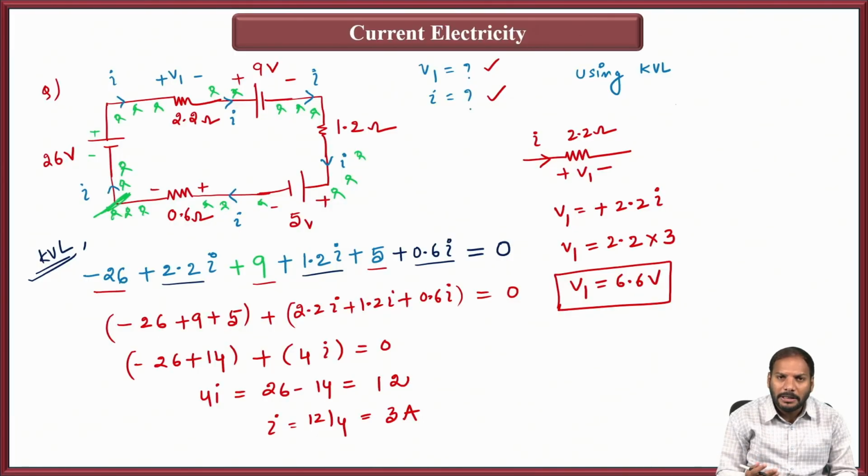Not only this, applying KVL in a simple loop. Next class I'll try to consider some complex problems where you have one loop, two loops, three loops, four loops, something like that. There also you'll apply KVL in individual loops. That is what we call mesh analysis. There also I'll follow the same approach to apply KVL in a simple loop.